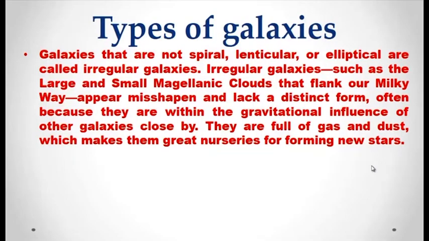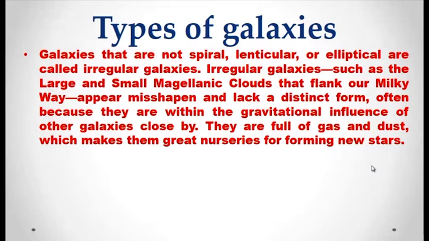Coming to irregular galaxies. Galaxies that are not spiral, lenticular or elliptical are called irregular galaxies. Irregular galaxies such as the large and small Magellanic Clouds that flank our Milky Way appear misshapen and lack a distinct form because they are within the gravitational influence of other galaxies close by. That's why irregular galaxies don't have shape, but the stars are in groups.